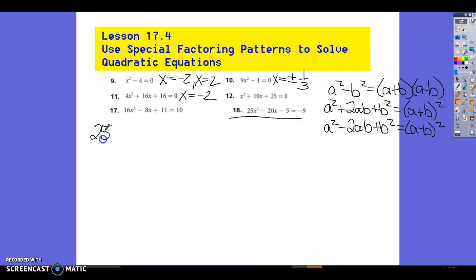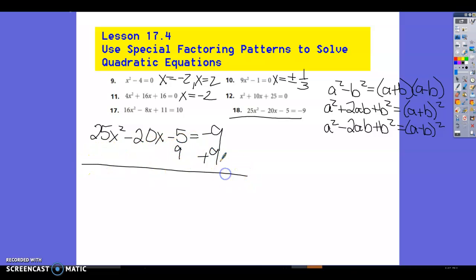So we're going to have 25x squared minus 20x minus 5 is equal to -9. All right, so the first thing I want to do is add 9 to both sides because I need to have it equal to 0. So I'm going to do 25x squared minus 20x, -5 plus 9 is +4.